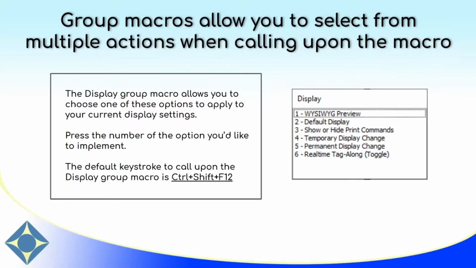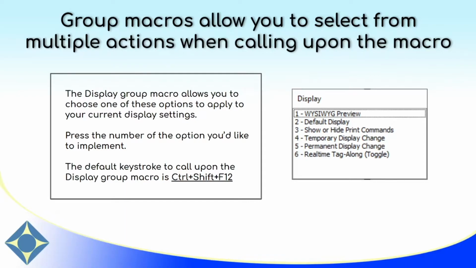The Display Group Macro is a group macro, which is a group of macros that allow you to use a single keystroke to call upon a large number of different actions. Using the display group macro allows you to choose from 6 different options using the single default keystroke, which is Control-Shift F12. Using this keystroke, you can then use options 1 through 6 on your keyboard to choose any of the macro options that you're presented with.